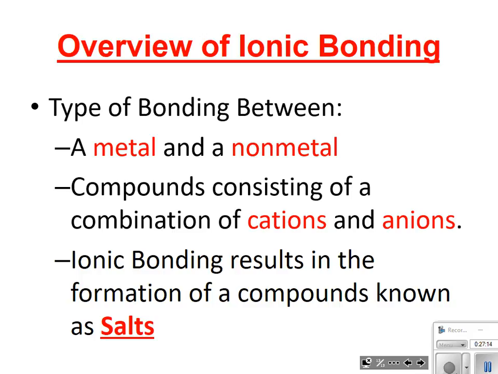Okay, so these things are the important ones to remember. Ionic bonding is between a metal and a nonmetal dealing with cations and anions, and the generalized term we use is we call them a salt.